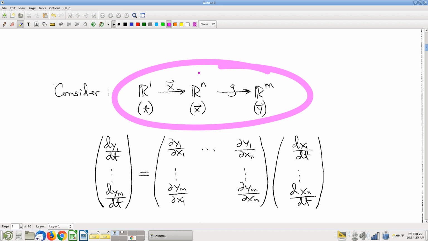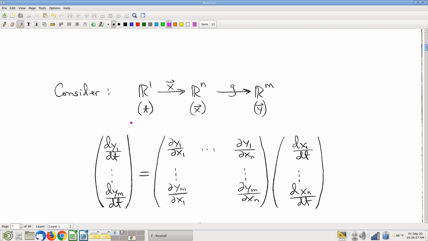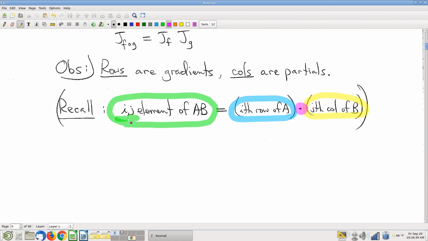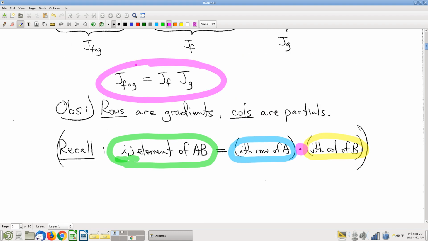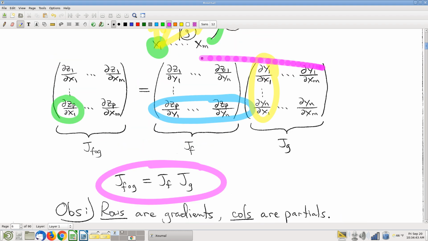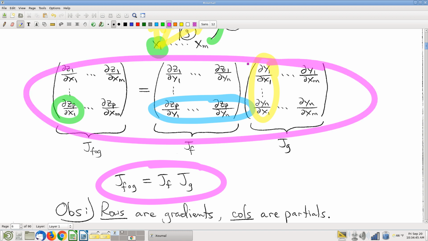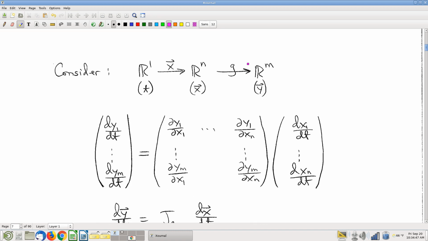Specifically, I want to consider where the first domain, the first input space, is R1. And I want to just write down the chain rule. Let's write down this version of the chain rule, in other words, products of Jacobian matrices. And here you go. This is it.